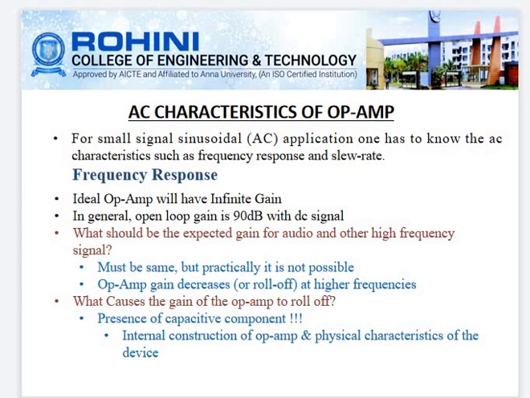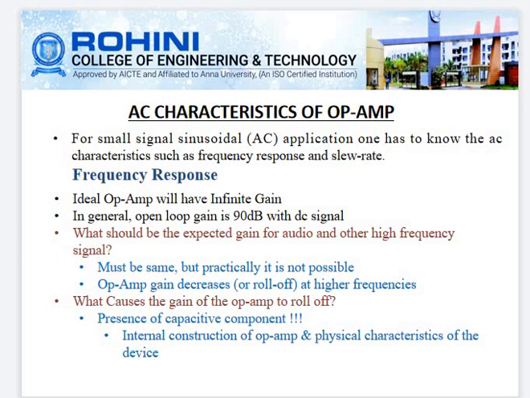For a small signal sinusoidal application, one has to know the AC characteristics such as frequency response and slew rate. Frequency response. The ideal op-amp will have infinite gain. In general, open loop gain is 90 dB with DC signal. What should be the expected gain for audio and other high frequency signals? The gain must be the same, but practically it is not possible. Op-amp gain decreases at high frequency and this is called roll-off.